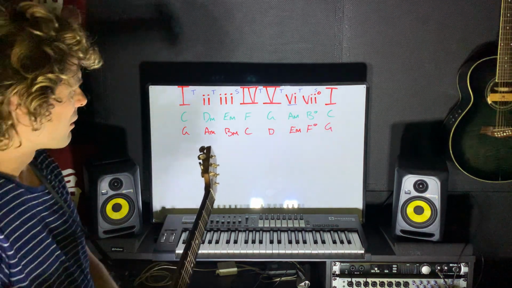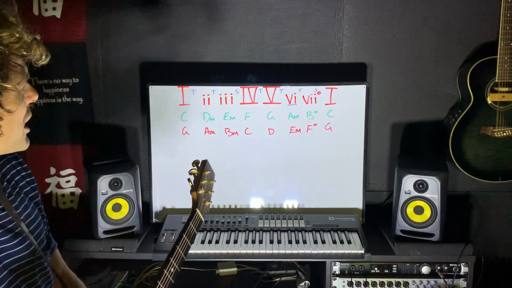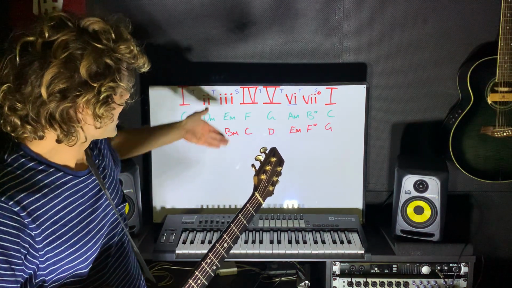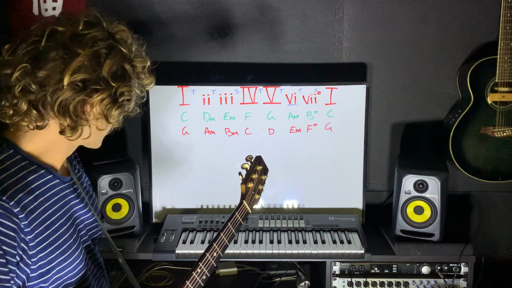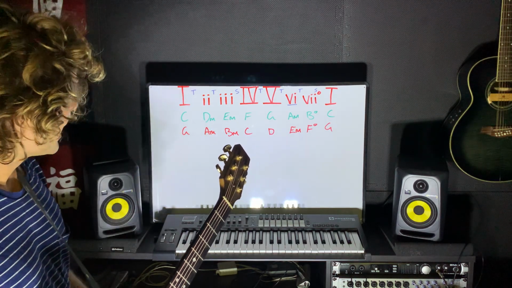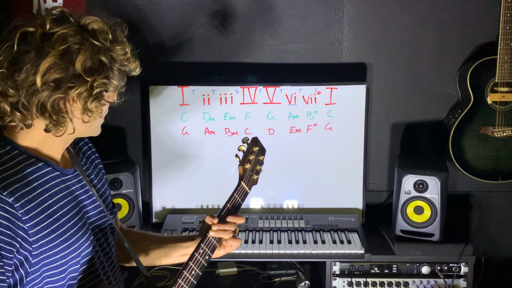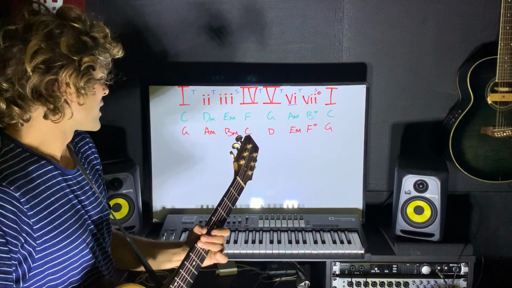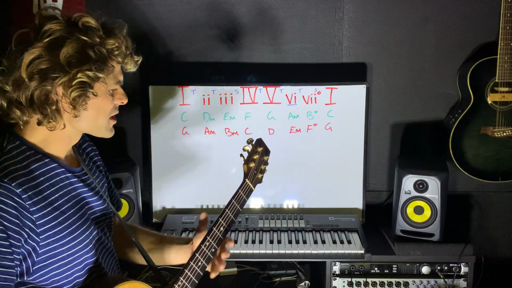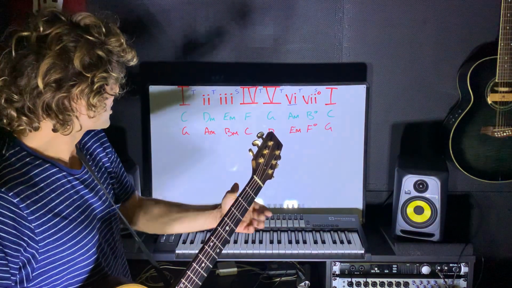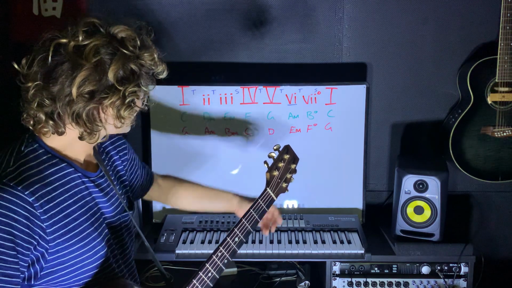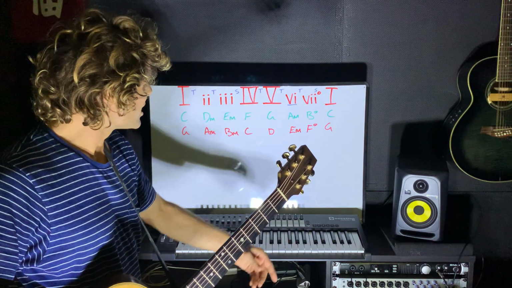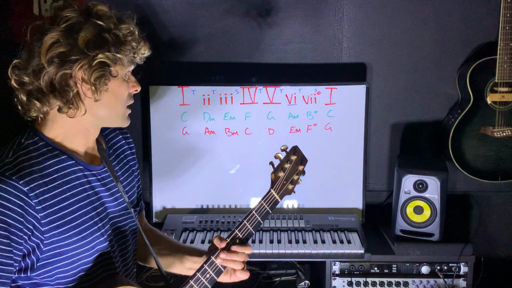But something's wrong. We need to go through and check our intervals. Consulting TTS, TTTS. Let's go through. G to A. That's a tone, says it should be. Good. A to B. That's a tone, says it should be. B to C. That's a semitone and it says it should be. C to D. That's a tone and it says it should be. D to E. Another tone and it says it should be.